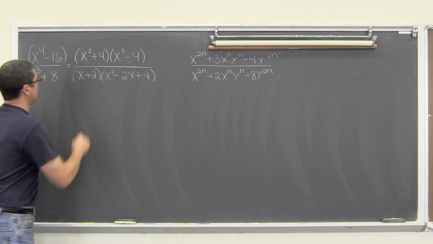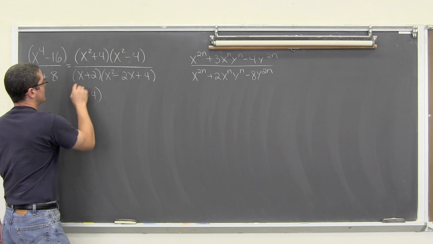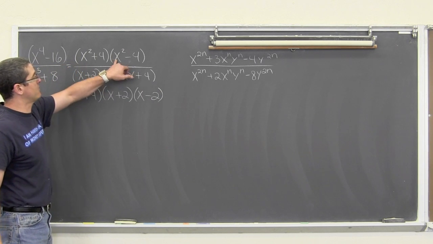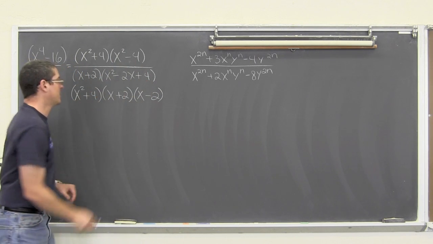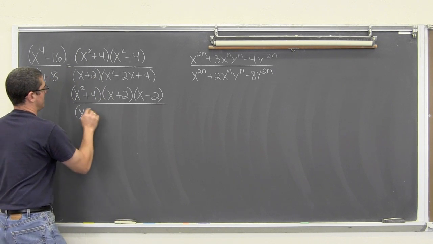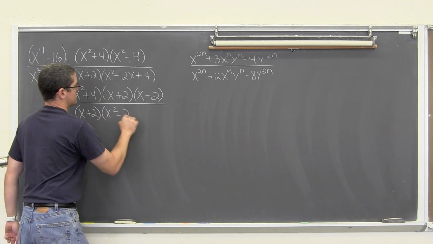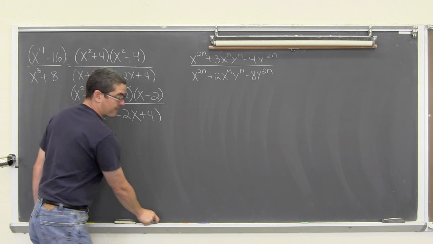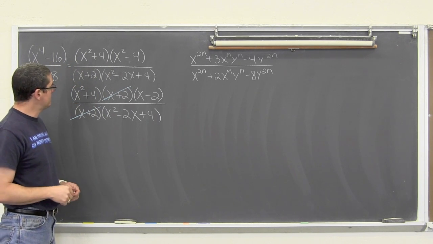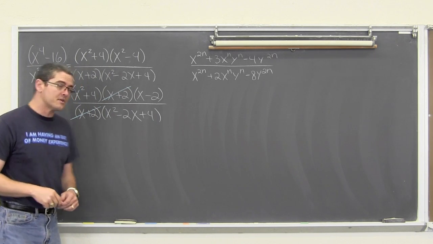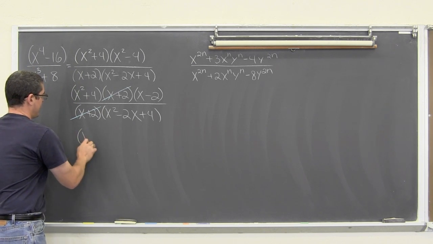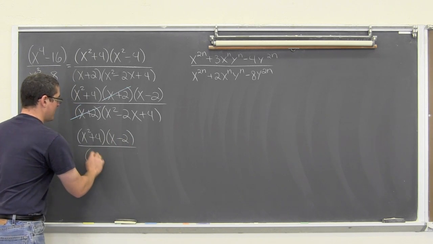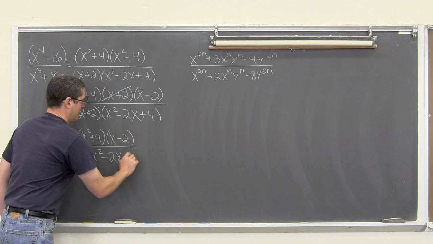So this is going to factor again, and we get x squared plus 4 times x plus 2 times x minus 2. The square root of x squared is x, and the square root of 4 is equal to 2. I'll load that over. x plus 2 times x squared minus 2x plus 4. And now we have the x plus 2 factors canceling out, and that is all that's going to cancel out. So we have x squared plus 4 times x minus 2 all over x squared minus 2x plus 4.